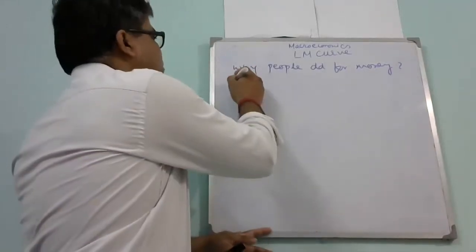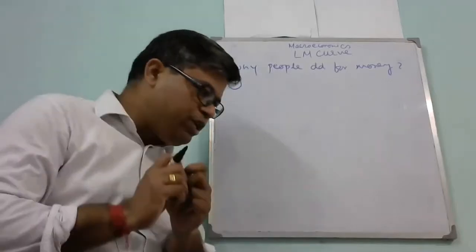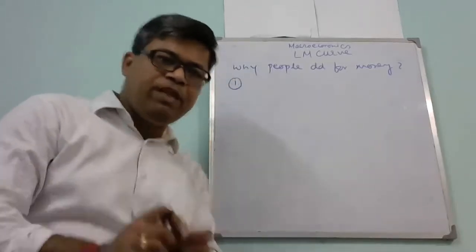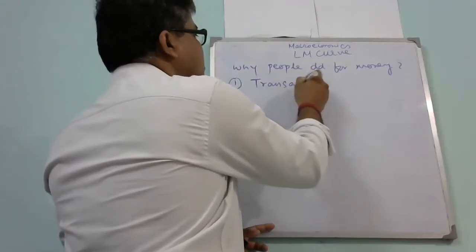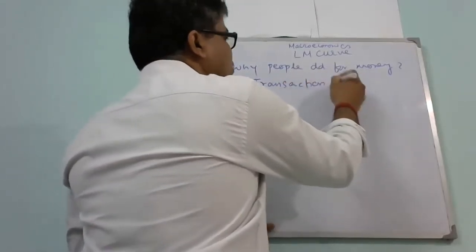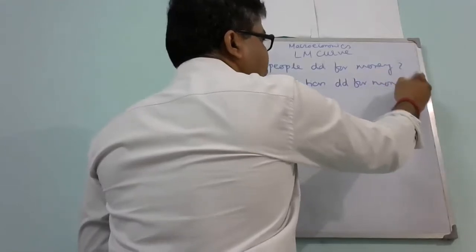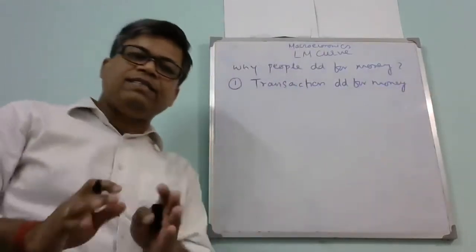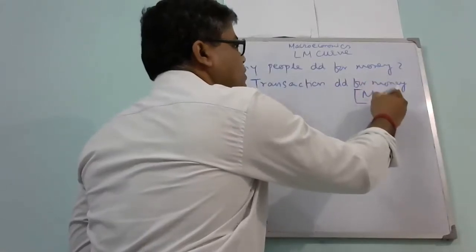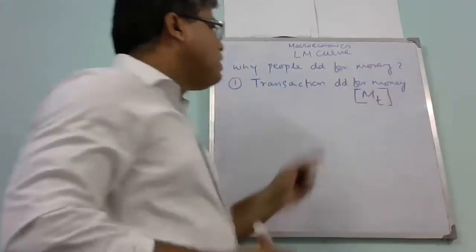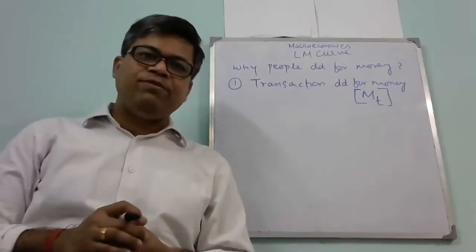The first reason is the transactions motive, or we can call it the transaction demand for money. People demand money for transactions. So, transaction motive or transaction demand for money. This transaction demand for money will be denoted by M with a small t in suffix. Now, what is the transaction demand for money?